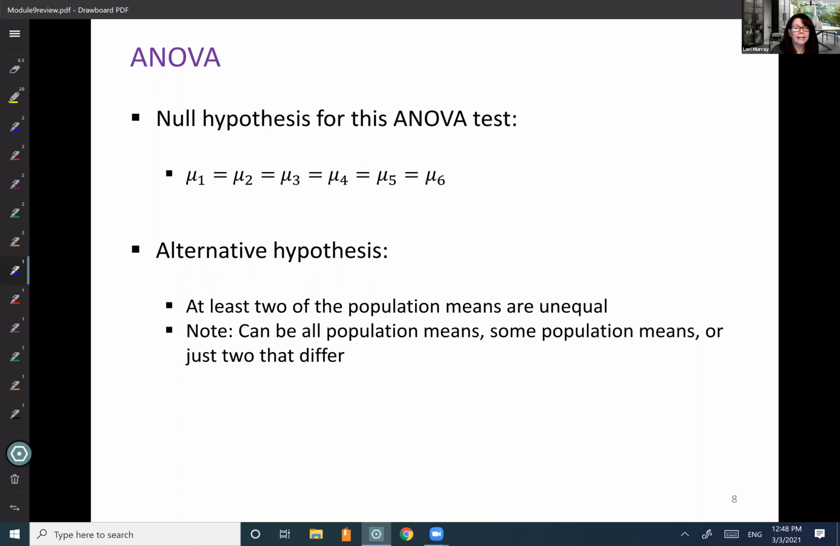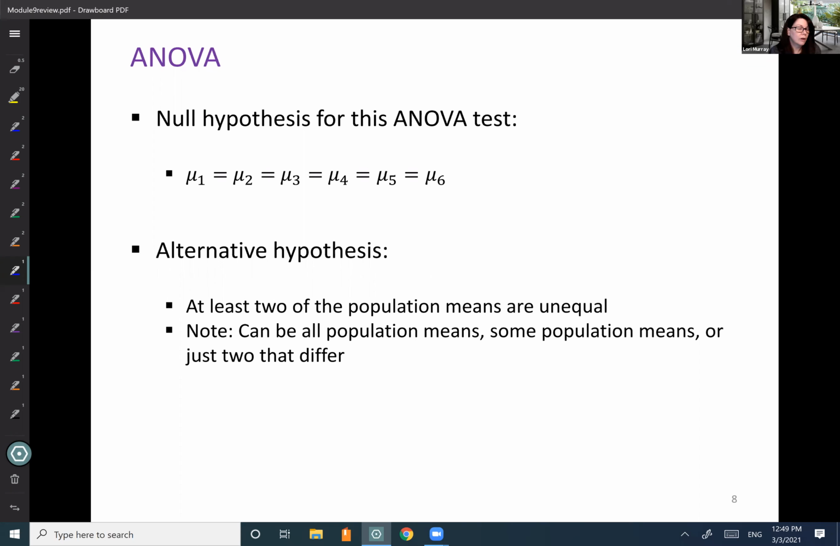And then we can test that against the alternative hypothesis, where at least 2 of the population means are unequal, which is another way of saying that one of the population means is different from at least one of the others. So note that this can be all population means are different. It might mean some of the population means are different, maybe 3 or 4 or 5, or just that 2 are different. And so if we reject the null hypothesis and accept the alternative, we don't know whether it's all the population means, some, or just 2.